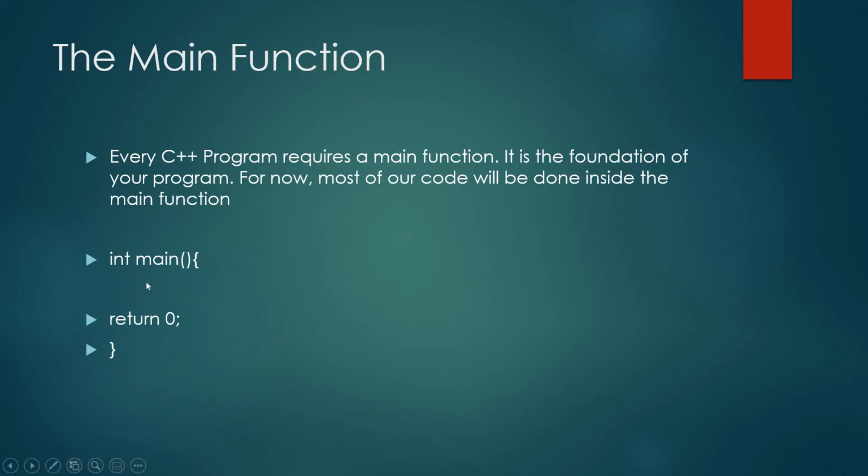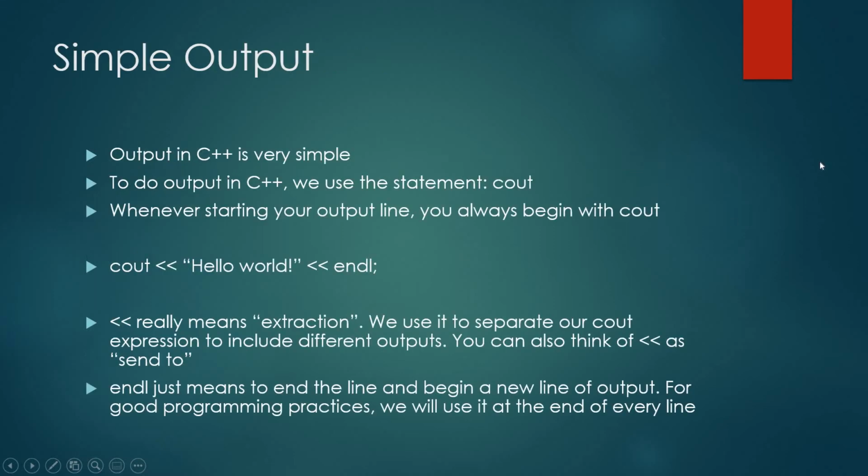And then right here is how you create your main function. So you start with int main, and then you have your open close parentheses, and then you start with an open curly bracket. And on Visual Studio, after you hit enter, it'll automatically create your closed curly bracket, which is down here. And then make sure you put return 0 right here, and then end it with a semicolon. We'll talk about return values later on. Not important right now, but okay.